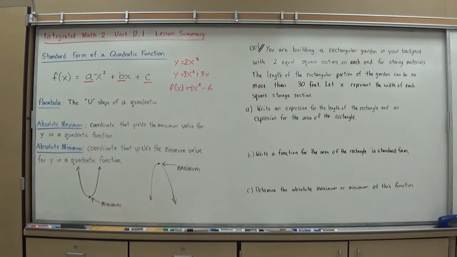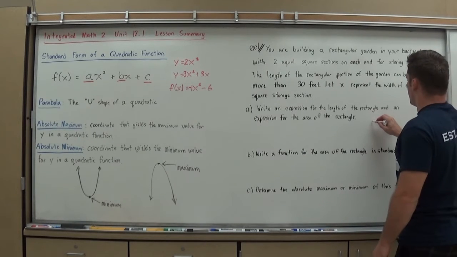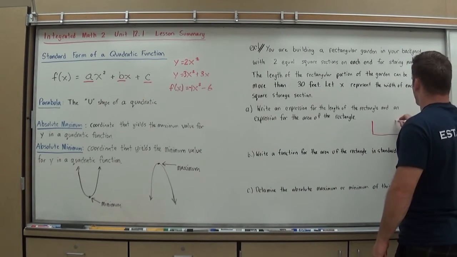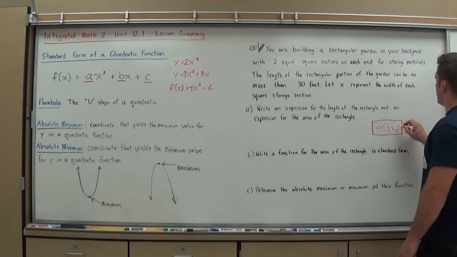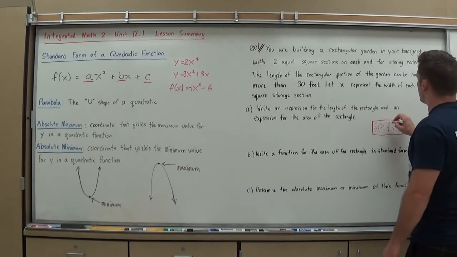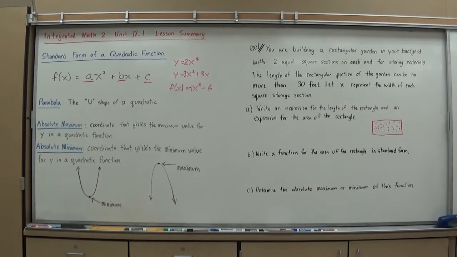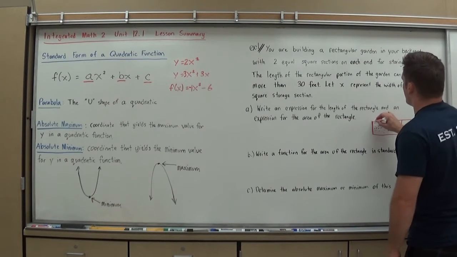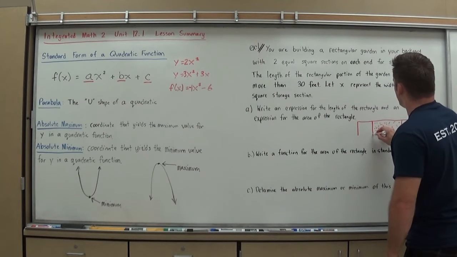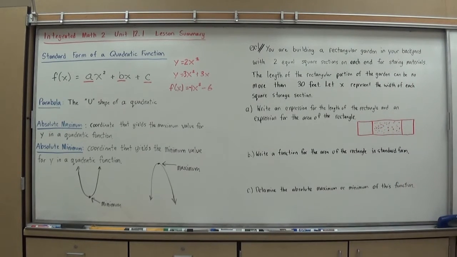It says, you are building a rectangular garden in your backyard with 2 equal square sections on each end for storing materials. So I'm going to try to draw a picture of that so it helps understand it. Basically we have this rectangular portion, and let's imagine this is dirt or plots. This is your garden, where you're actually planting all your plants. And then on each side is a square section for storage. This might be where you store your seeds, your mowers, your clippers, or whatever tools you need. So that's basically what your backyard garden is going to look like.